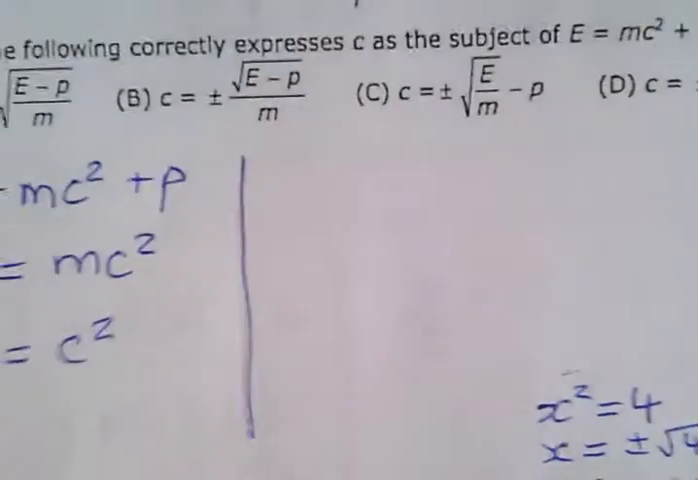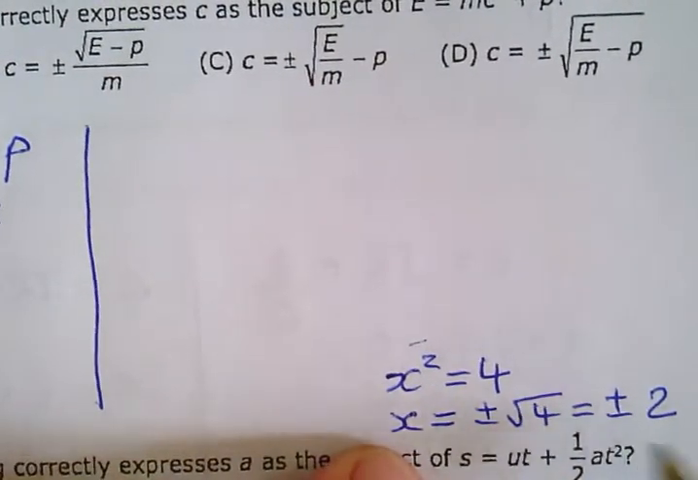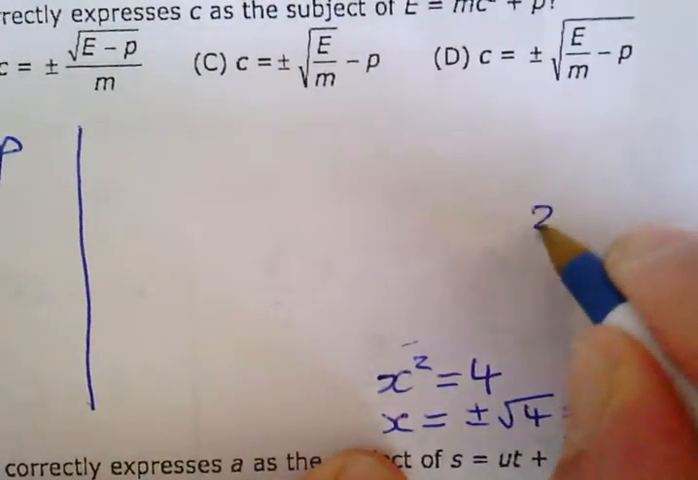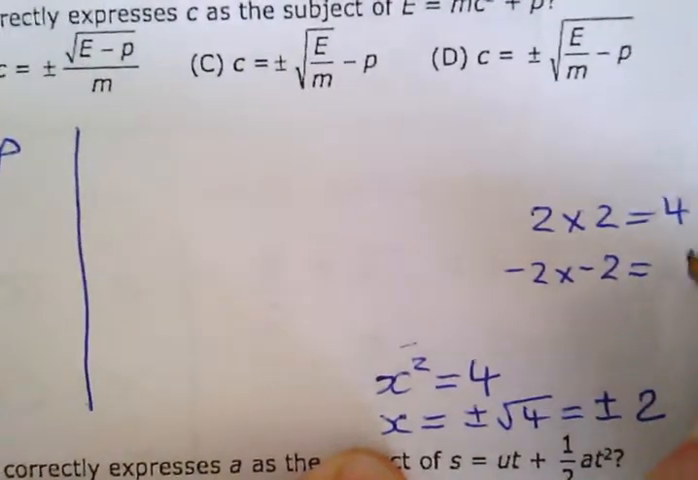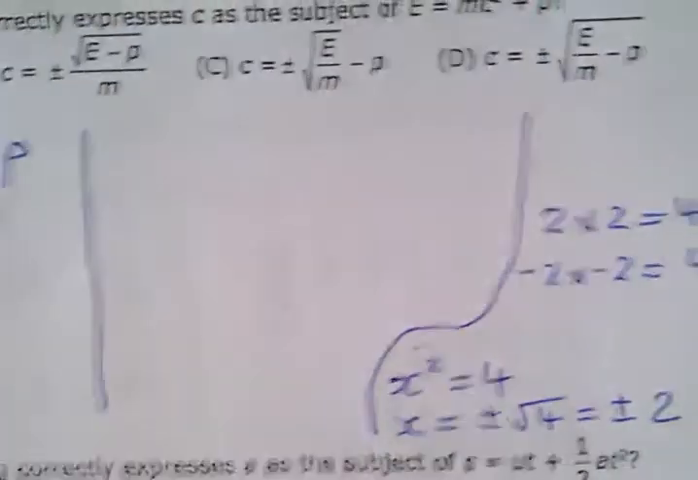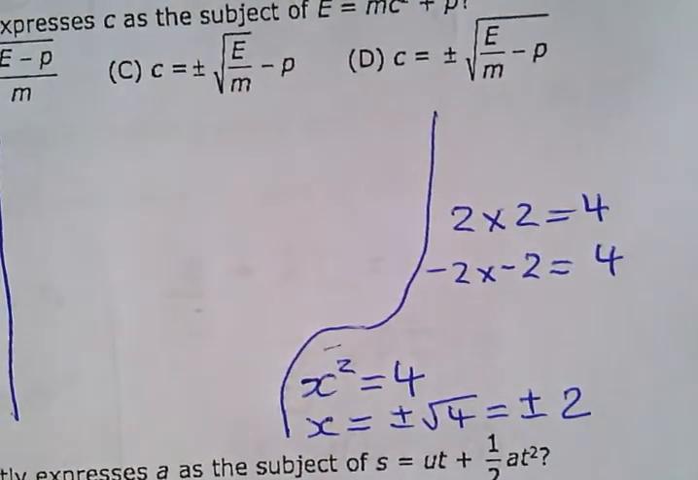I'll just show you now. If you've got that something squared is 4, x could be 2 or negative 2. I'll show you why. Because 2 times 2 is 4, but negative 2 times negative 2 is also 4. So when we square root something, you need to take plus or minus square root.